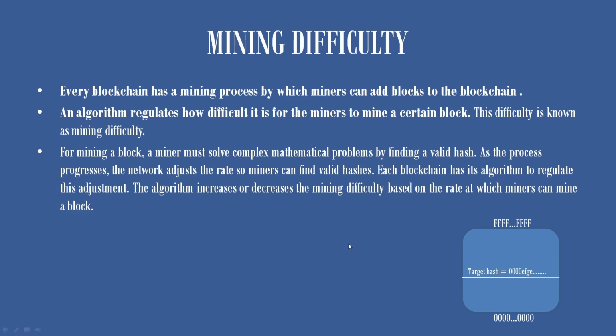So here you can see for Bitcoin, let's say the target hash is this one, and let's say the Bitcoin algorithm wants the target hash to be more difficult, so it decreases the target hash so that it will be more difficult for the miners to find the target hash. So each blockchain has its algorithm to regulate the adjustment. The algorithm increases or decreases the mining difficulty based on the rate at which the miners can mine a block. Okay, so I hope you understand this part.